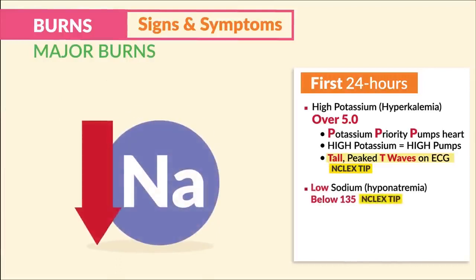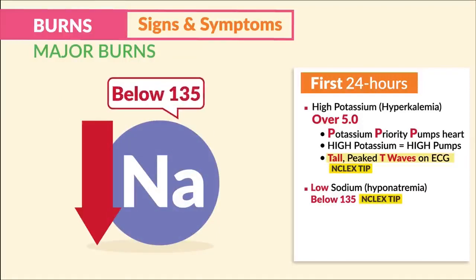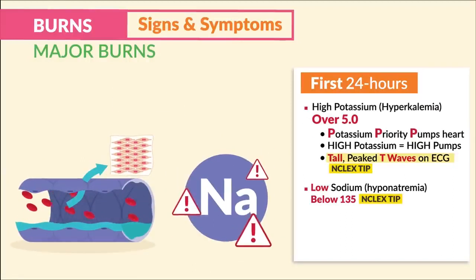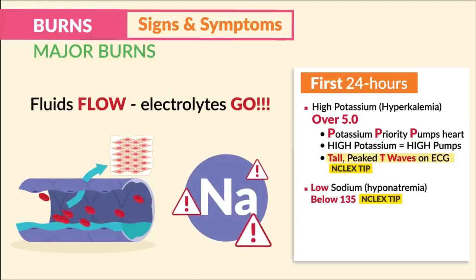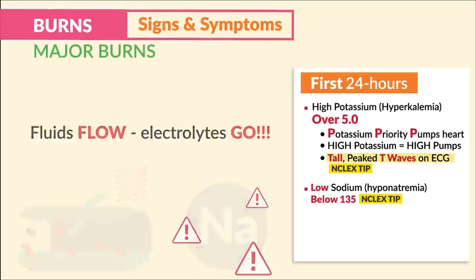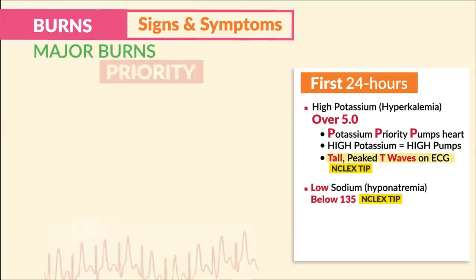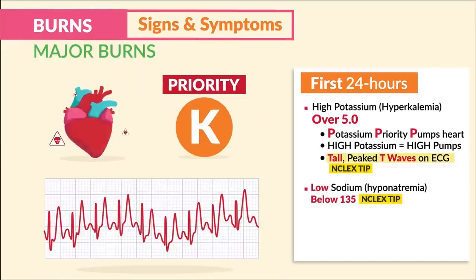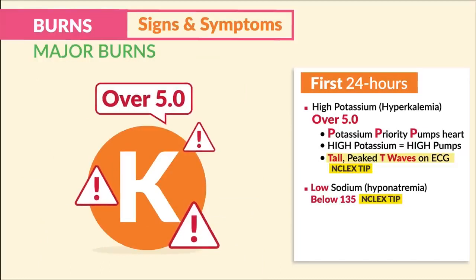Now, some other expected findings. We see hyponatremia below 135, another big NCLEX tip, so write down that key number. Sodium is lost as fluid shifts within the blood vessels and into the tissues here. So just think, where fluids flow, electrolytes go! Now, don't let the NCLEX trick you here. Potassium is the priority here, with all those peaked T waves that can lead to cardiac dysrhythmias and kill your patient. So remember, focus on any potassium higher than 5.0, because that is the priority.